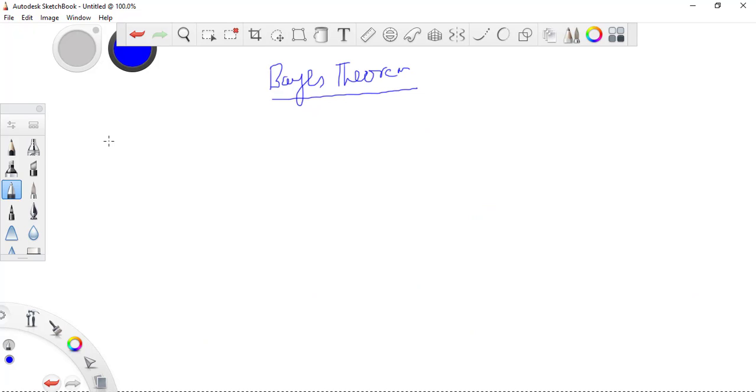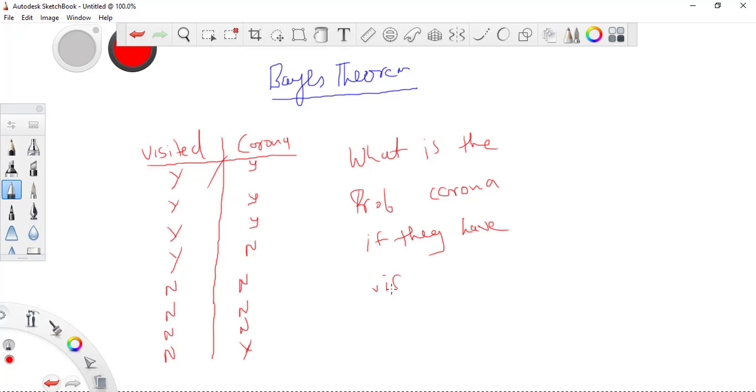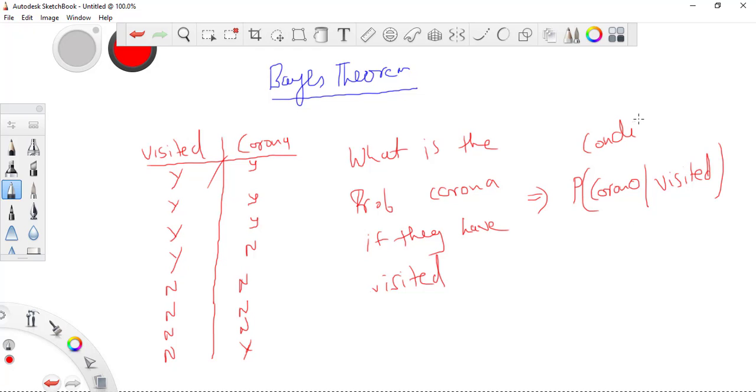So let's say I have one data set. Okay, let's say this is a database I have. It shows whether a particular individual has visited any foreign country, yes or no, and whether they were diagnosed with corona or not. If I want to know the probability of someone getting diagnosed with corona if they have visited, this is known as conditional probability, and I can write it as diagnosed with corona given they have visited.